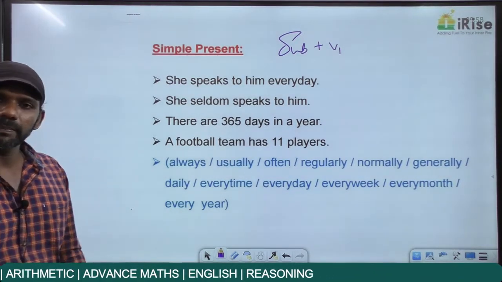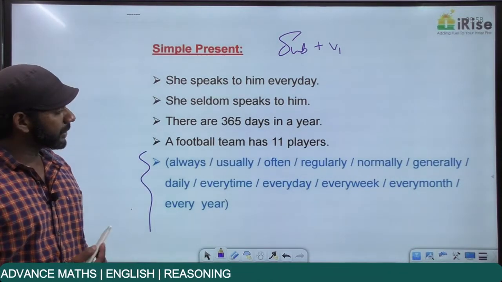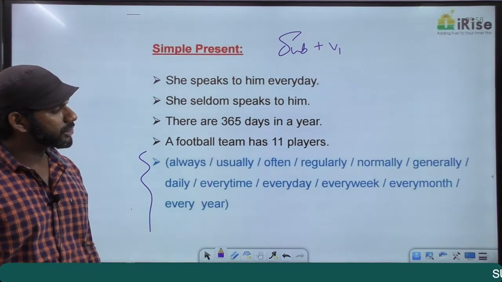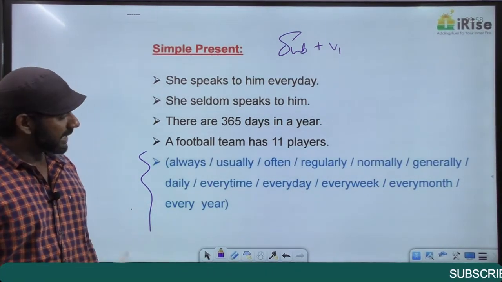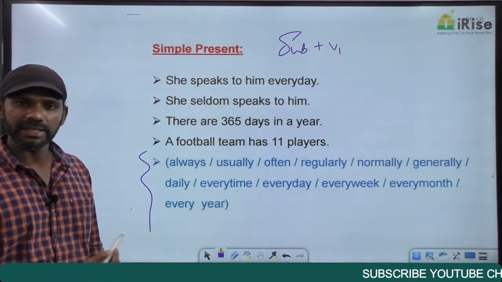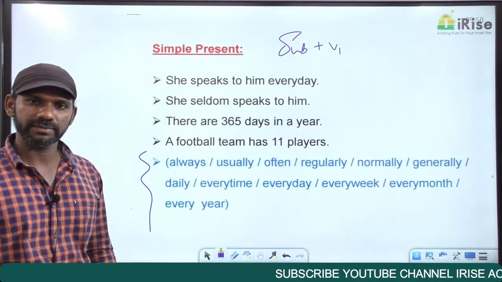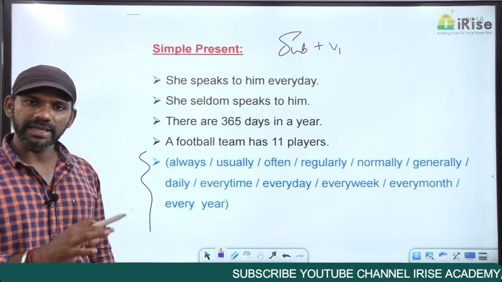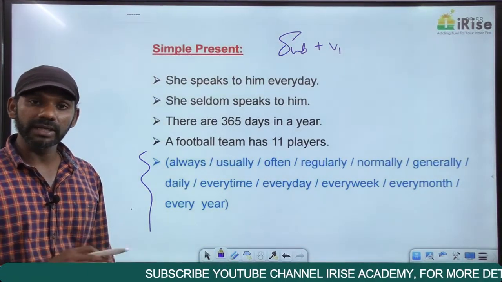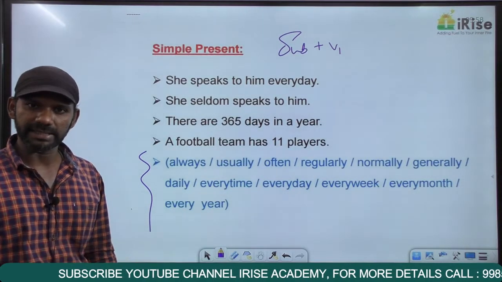Now regularly happening actions means these words: always, usually, often, regularly, normally, generally, daily, every time, every day, every week, every month, every year, etc. Now all these words tell us about a regularly happening action. If you find any of these words in any statement, conclude that that particular sentence is talking about a regularly happening action. So that sentence must be in the simple present tense.